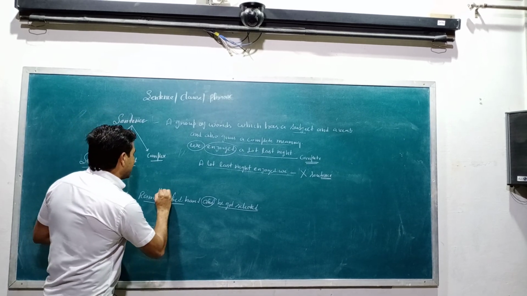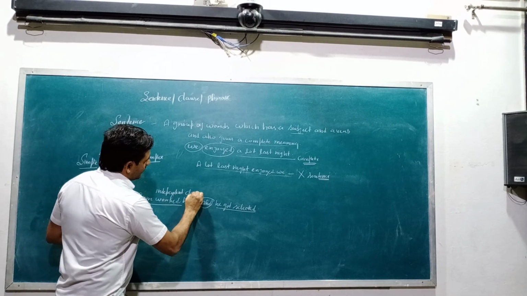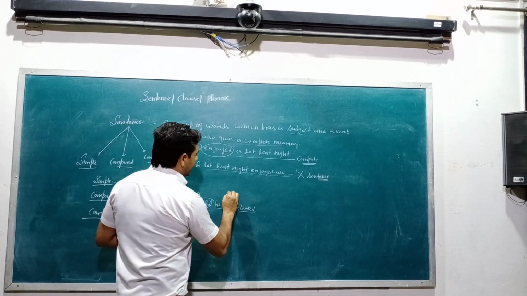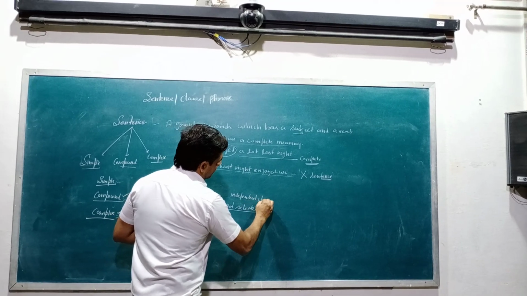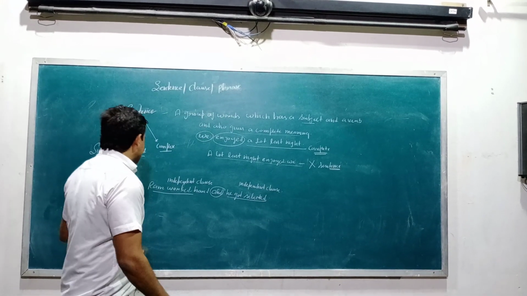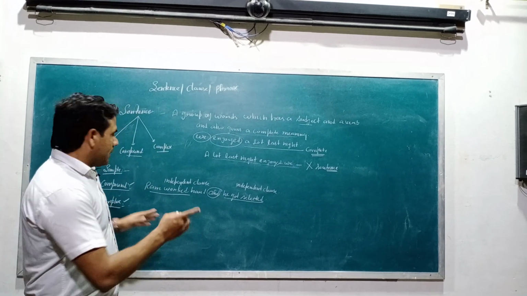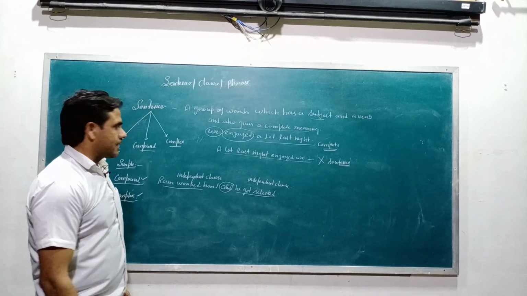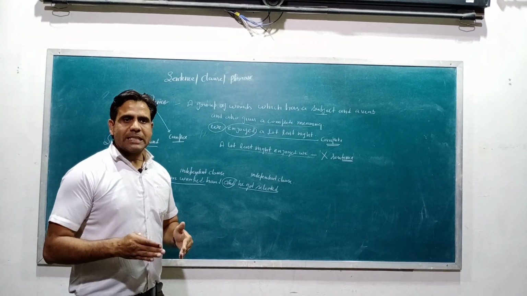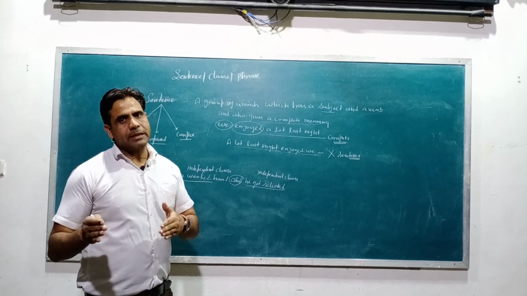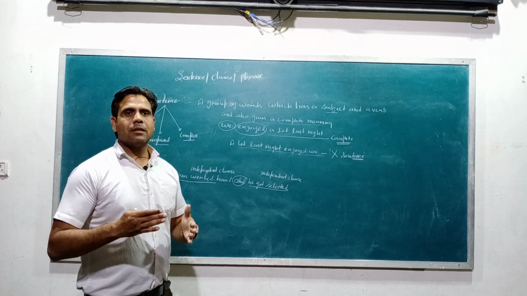So this is an independent clause, and this is also an independent clause. Therefore, this complete sentence is a compound sentence. Now let's move on to complex sentence. When a sentence consists of two clauses, one is an independent clause and another is a dependent clause, that is called a complex sentence.